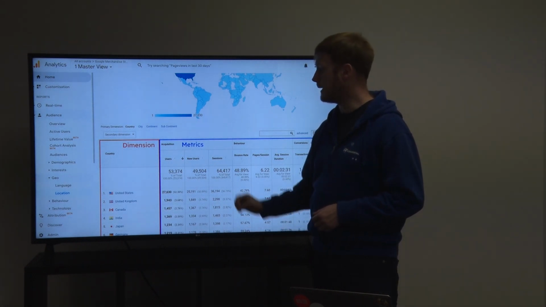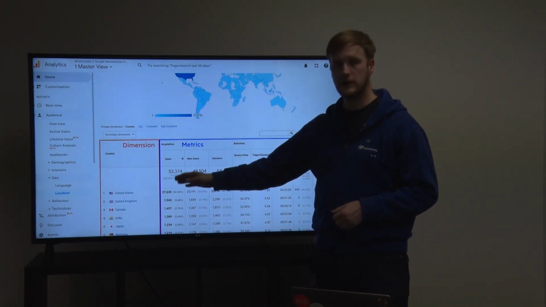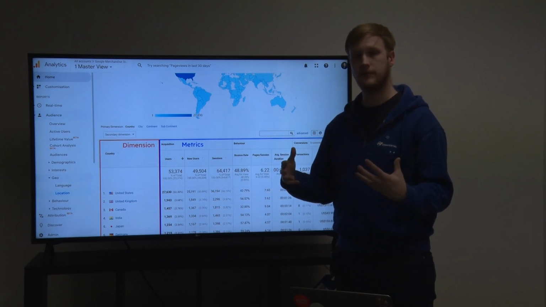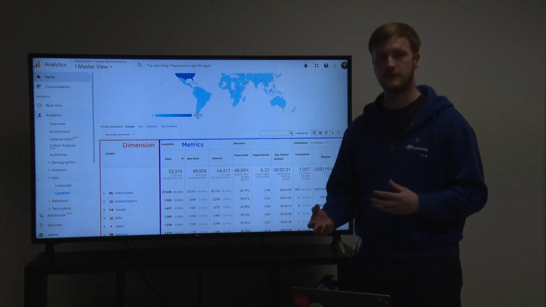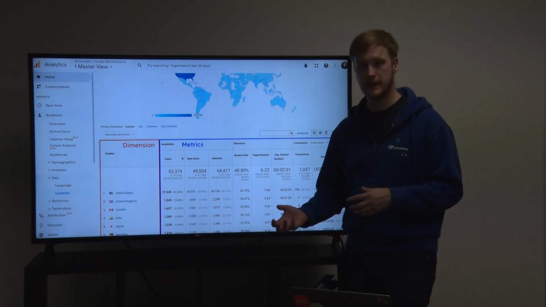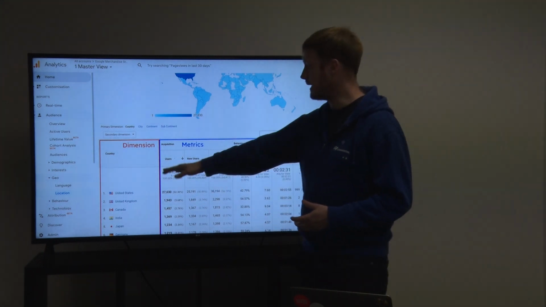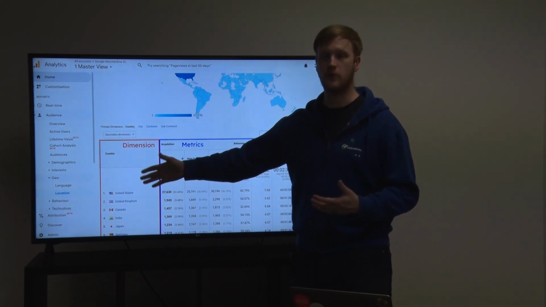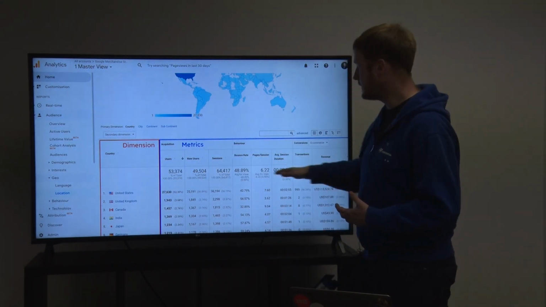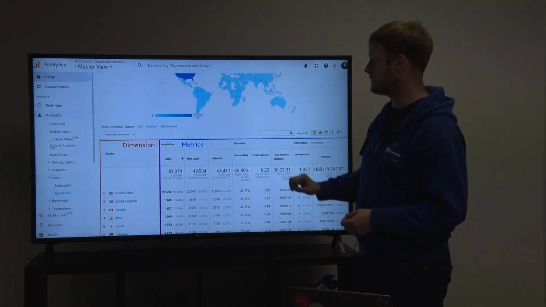They could also be sort of returning users and new users. We want to compare, for example, how much revenue did we get from people who hadn't been to our site before versus the people who came to our site before. So we choose the dimension of user type, which is new or returning, and then we see all the metrics based on those data dimensions.